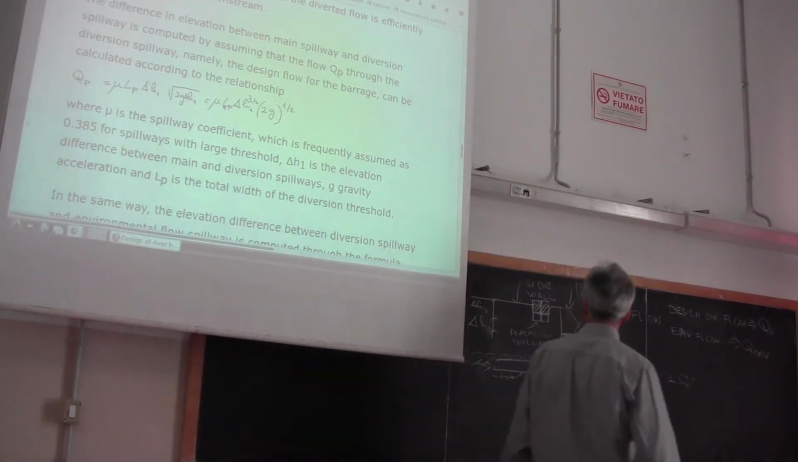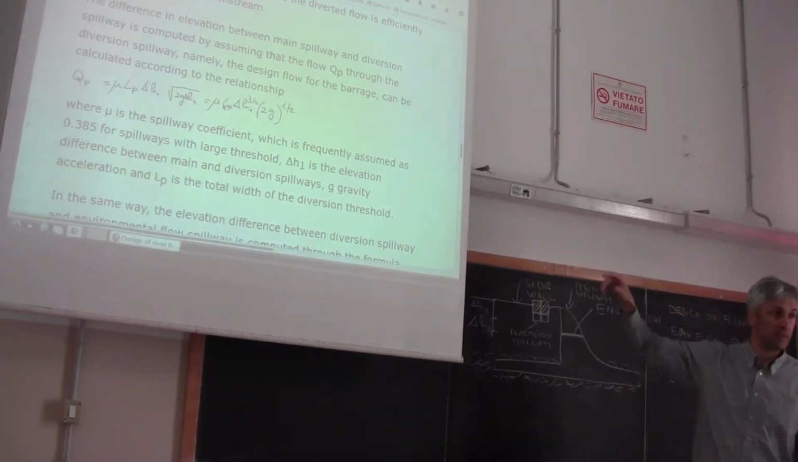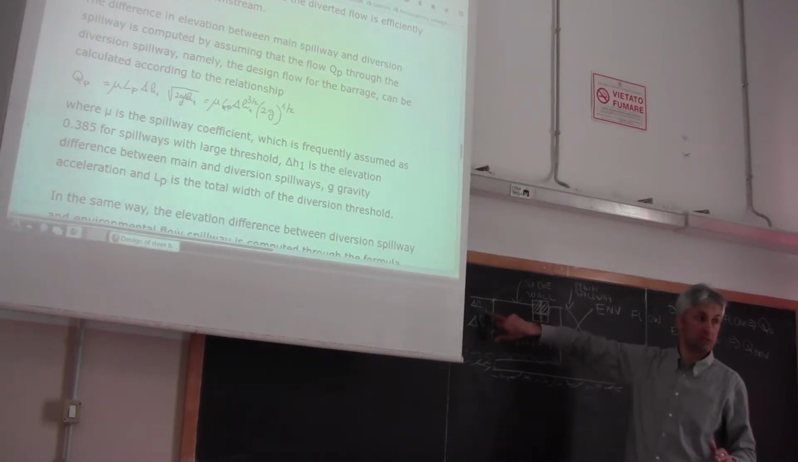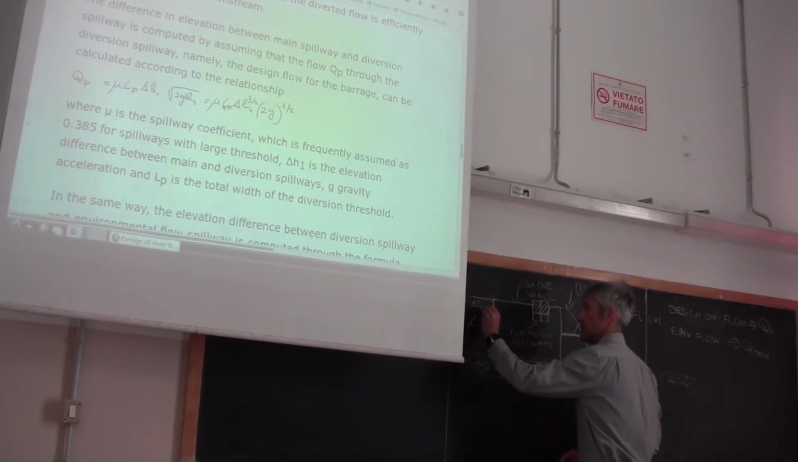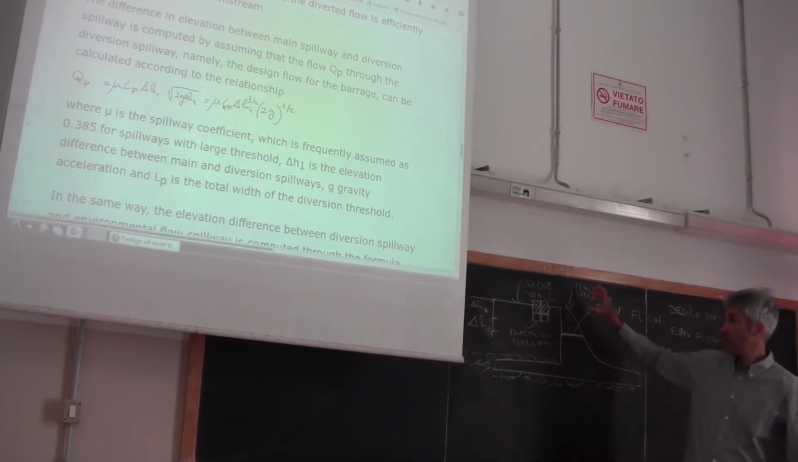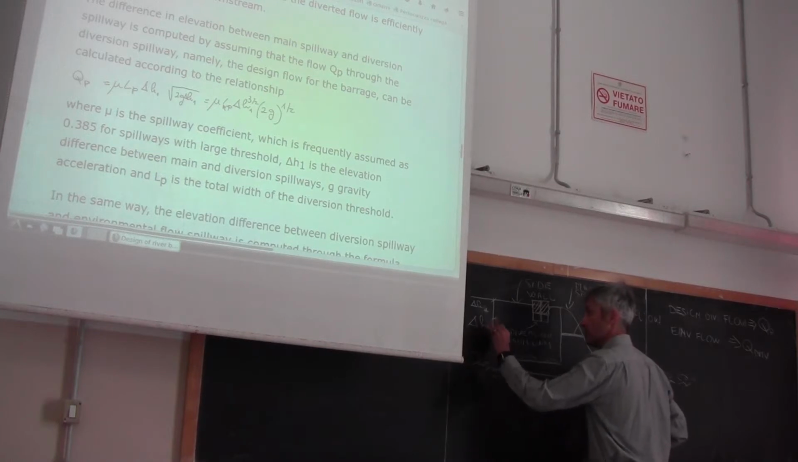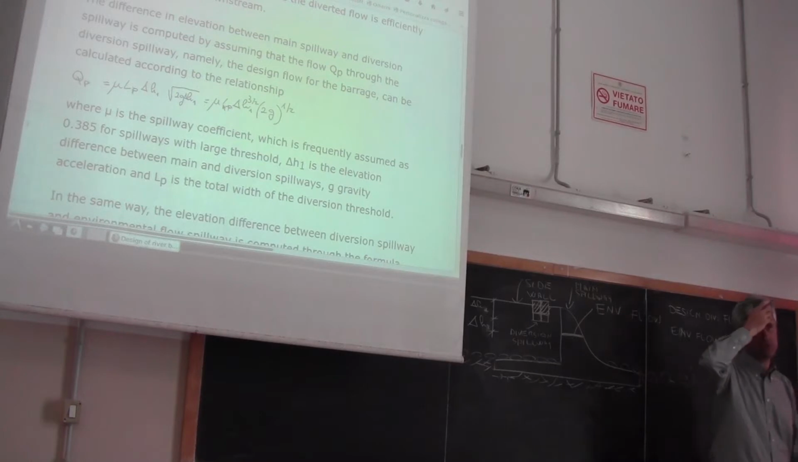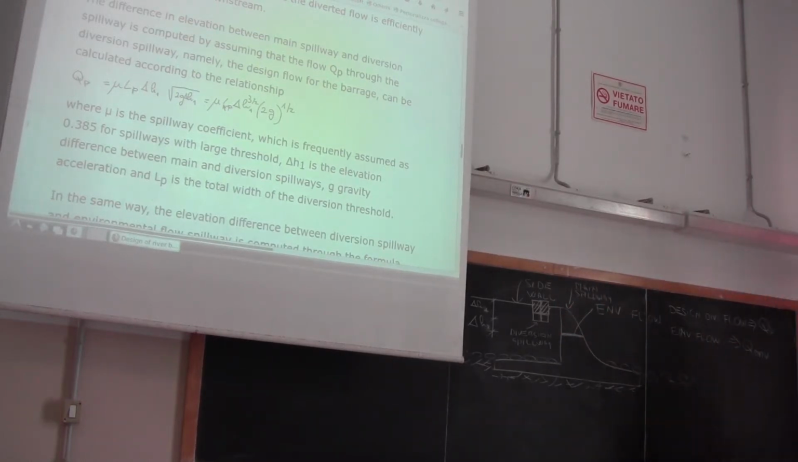And let me also, in order to reach consistency with the slides, invert the 1 and 2 subscripts here. So I call with the symbol delta H1 the elevation difference between main spillway and diversion spillway, and with delta H2 the elevation difference between diversion spillway and environmental flow spillway. This is just to reach consistency with what is projected there.